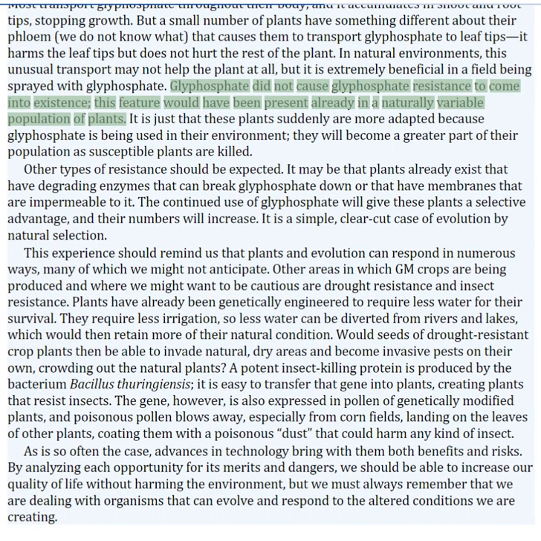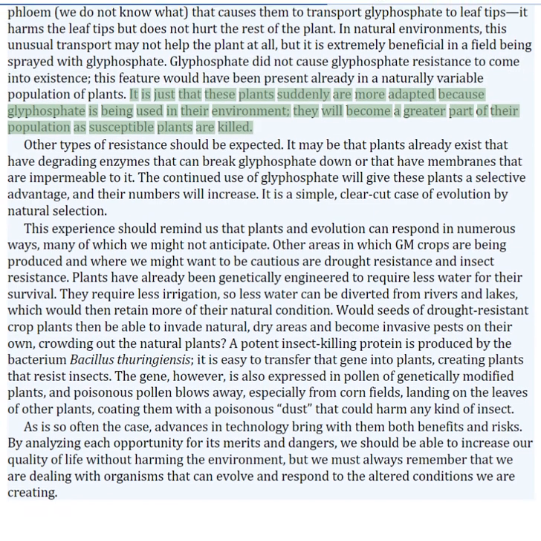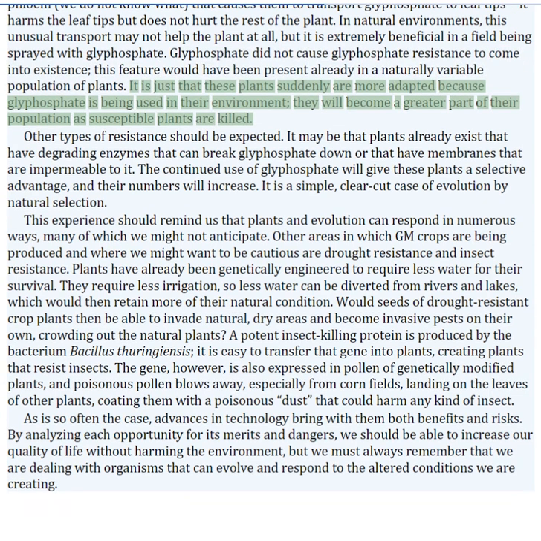Glyphosate did not cause glyphosate resistance to come into existence. This feature would have been present already in a naturally variable population of plants. It is just that these plants suddenly are more adapted because glyphosate is being used in their environment. They will become a greater part of their population as susceptible plants are killed.